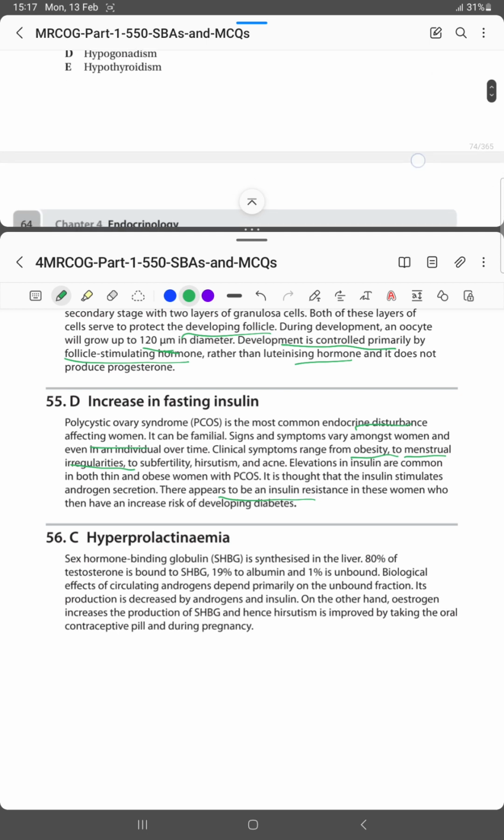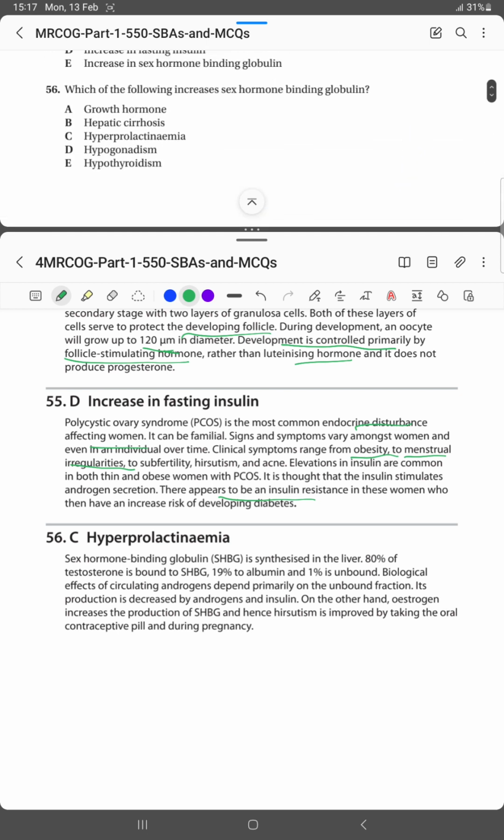and this appears to be an insulin resistance in those women who then have an increased risk of developing diabetes. Last question, and this is which of the following increases the sex hormone binding globulin, and it is hyperprolactinemia. The sex hormone binding globulin is synthesized in the liver. 80% of the testosterone is bound to the sex hormone binding globulin, and 19% to albumin, and 1% is unbound. Biological effects of the circulating androgen depend primarily on the unbound fraction, and its production is increased by androgens and insulin. On the other hand, estrogen increases the production of SHBG, and hence the hirsutism is improved by taking the oral contraceptive pill and during pregnancy.